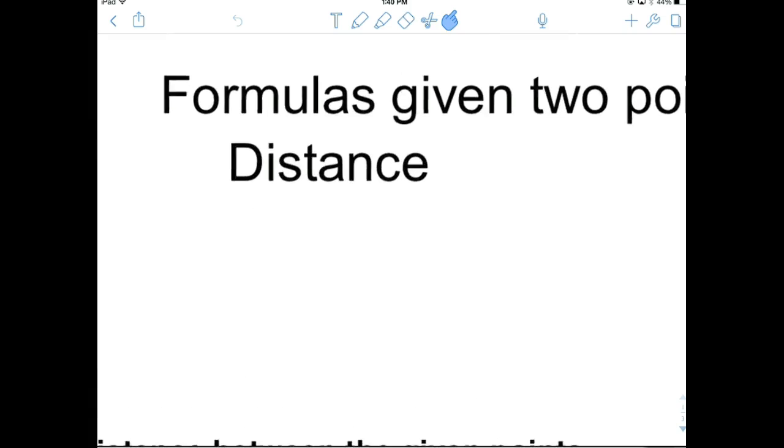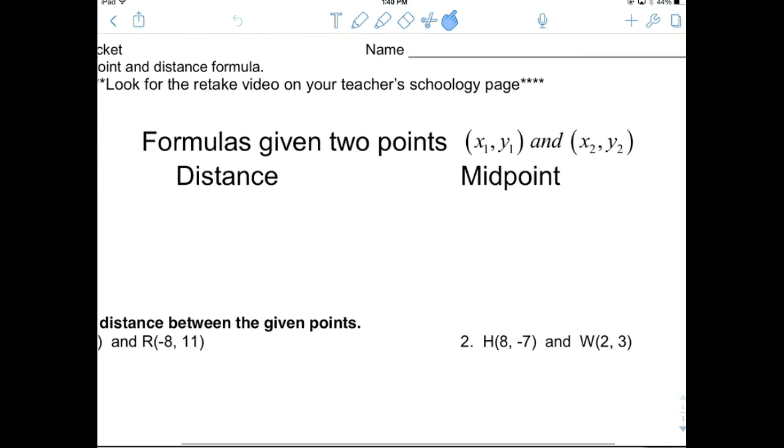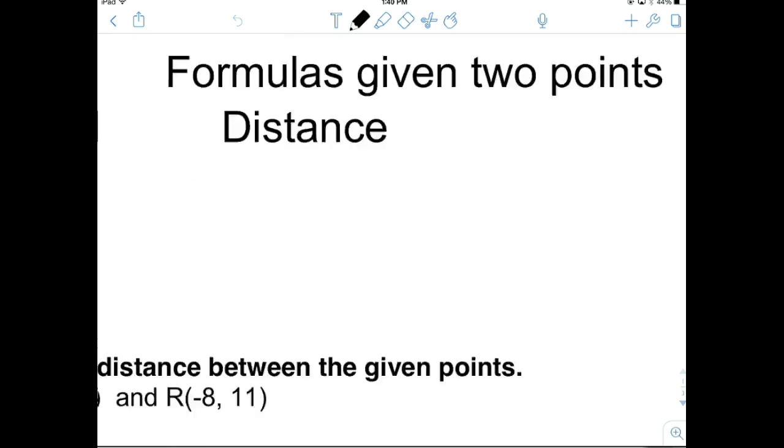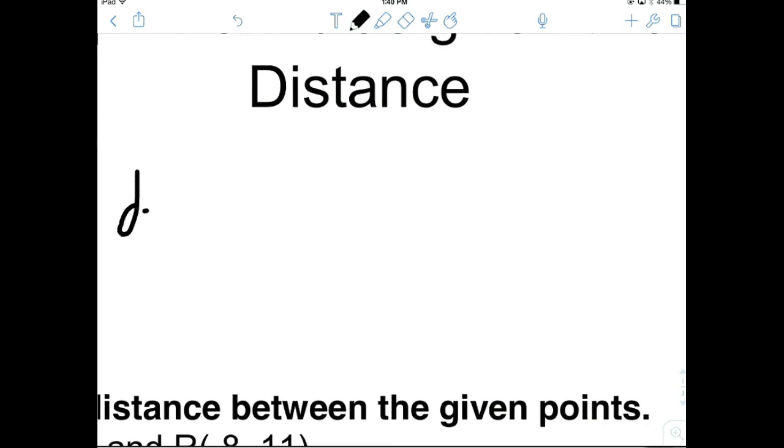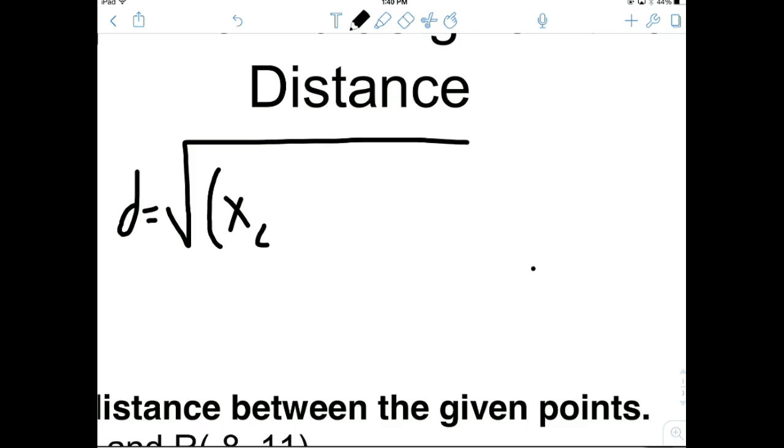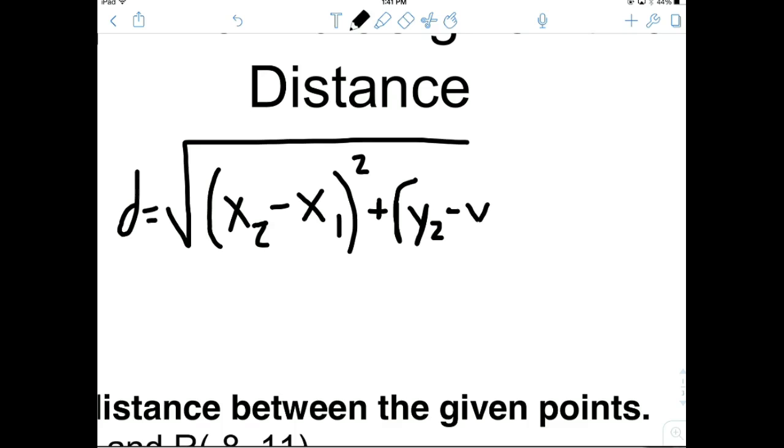The distance formula we'll start with over here. Given 2 points, you've always got an x and a y: x1, y1 and x2, y2. The distance formula, oftentimes written with a d, is the square root, and you're trying to find the distance between the x's. It truthfully doesn't really matter which direction you subtract them. Right now I'm going to start with x2 minus x1, and then we add together y2 and we subtract y1.